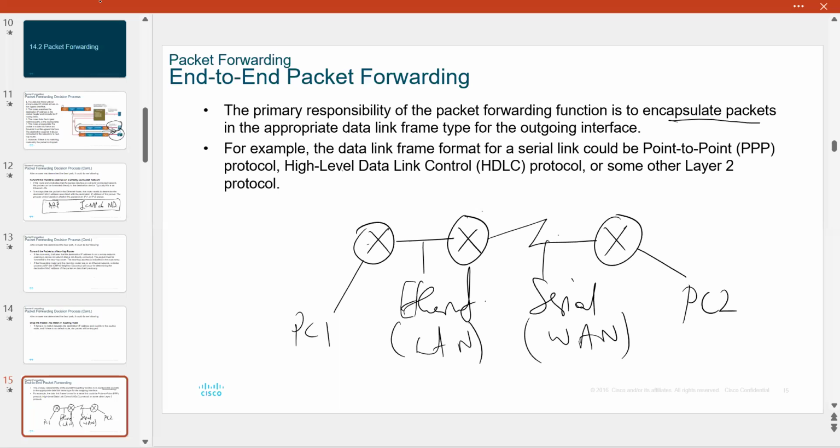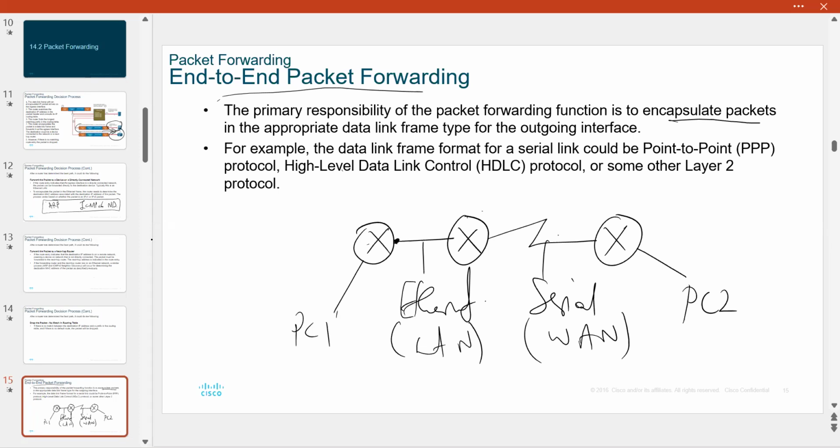So encapsulation on an Ethernet port or Ethernet link is different from encapsulation on a serial port. Understanding that difference will be very important in understanding the issue of end-to-end packet forwarding. So let's say I'm trying to send information from PC1 to PC2. We're going to discuss the types of encapsulations.